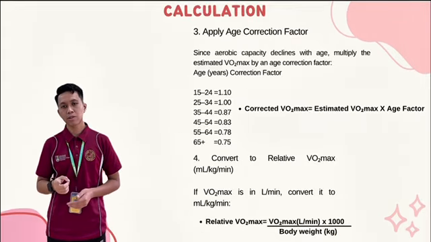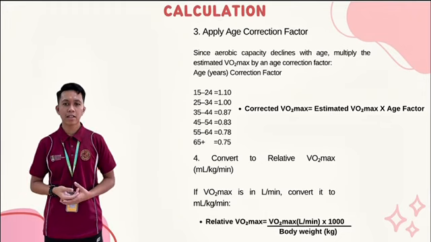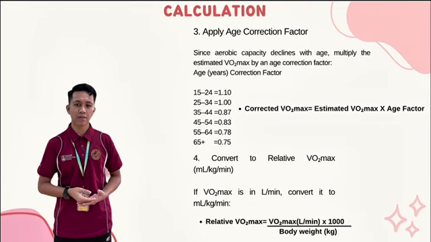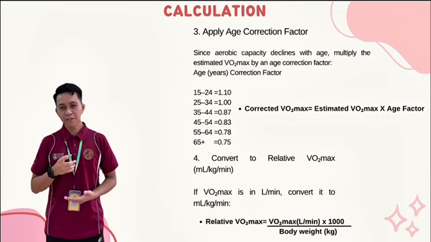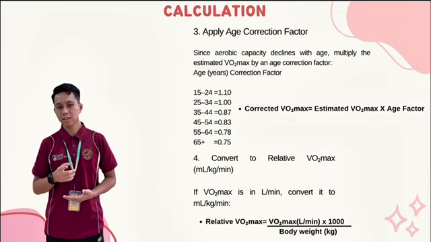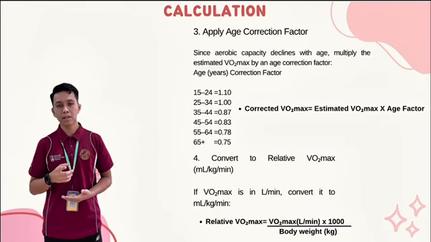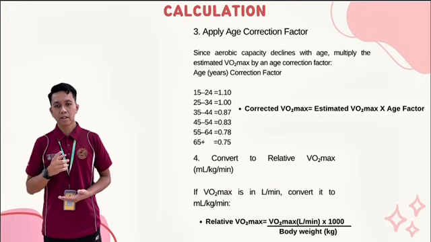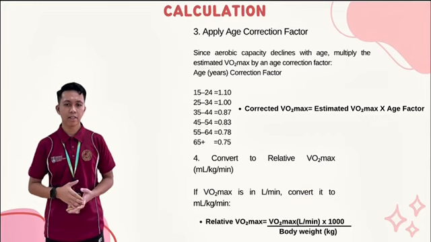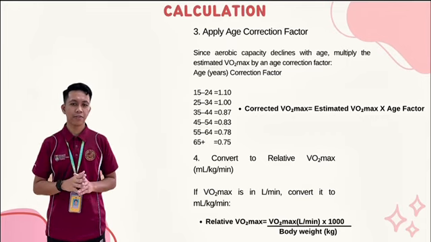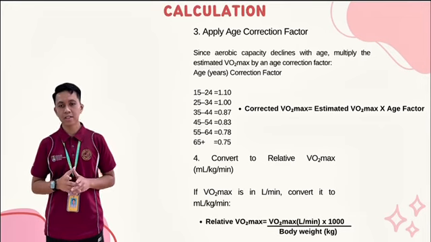After that, we apply the age quotient factor. Since aerobic capacity declines with age, multiply the estimated VO2 max by an age quotient factor. In this norm, 15 years until 24 years is equal to 1.10. 25 years until 34 years equals 1.00. 35 years until 44 years equals 0.87, and 45 years until 54 years equals 0.83.